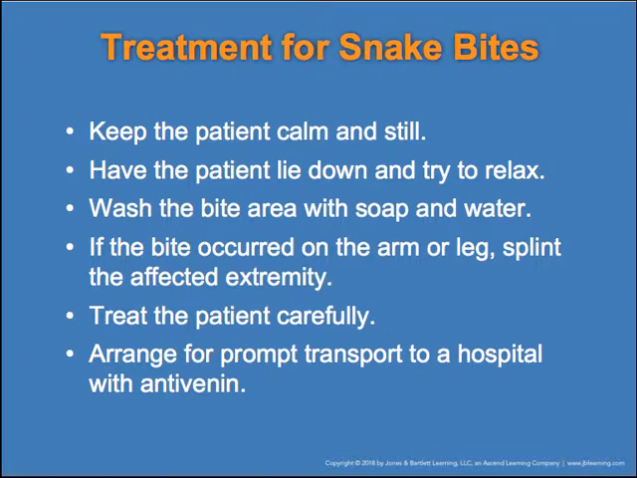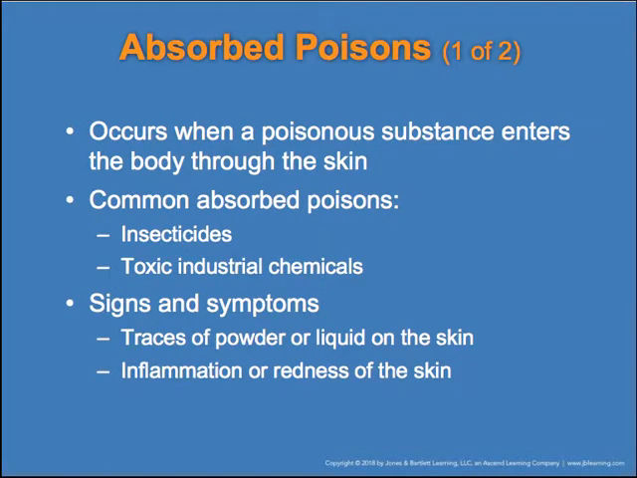Treatment for a snake bite: the biggest thing is going to be to keep them calm and still. Sometimes difficult because, well, they just got bit by a snake. But have the patient lie down and try to relax as best they can. Wash the bite area with soap and water. If the bite occurred on the arm or the leg, splint the affected extremity. Reduce the movement of the affected extremity wherever you can. Treat the patient very carefully and arrange prompt transport, but be mindful of what we mean by prompt transport, because the patient should really be going to a hospital that we know for certain contains the correct antivenom.